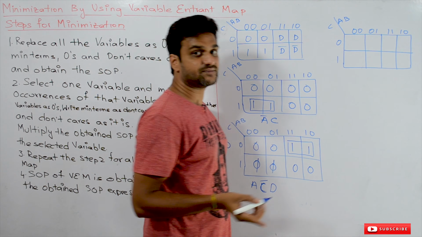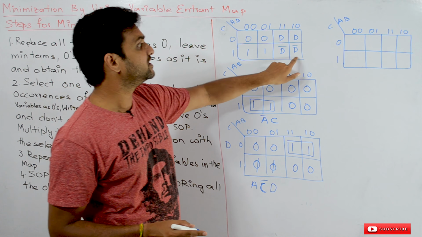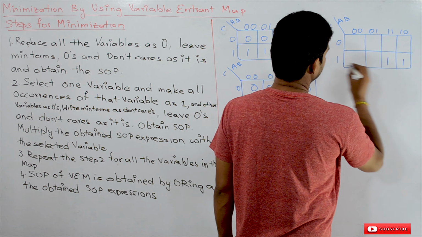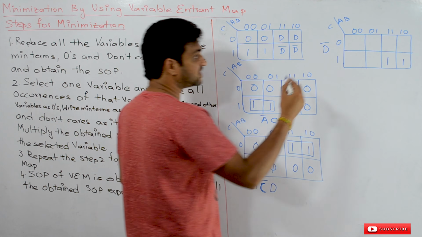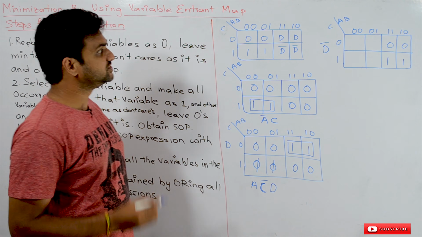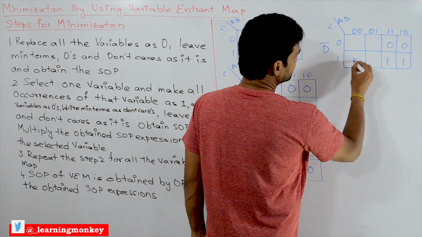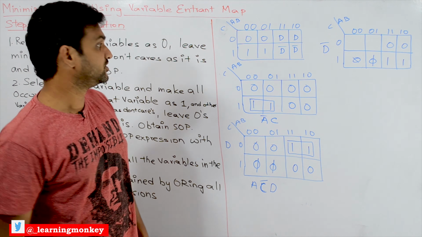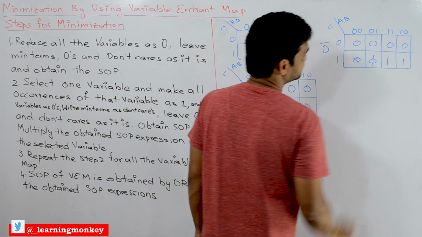What is the first part of this step? The selected variable has to be replaced with 1. We have selected D complement, so it has to be replaced with 1. Other variables are to be replaced with zeros, min terms are to be replaced with don't cares, and zeros and the remaining don't cares have to be left as they are.